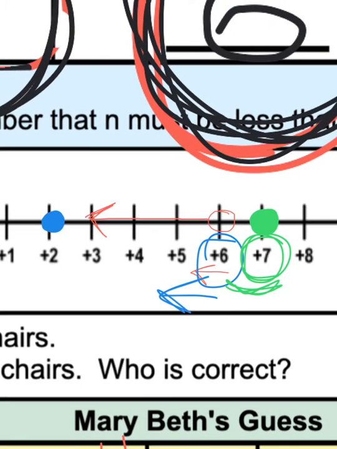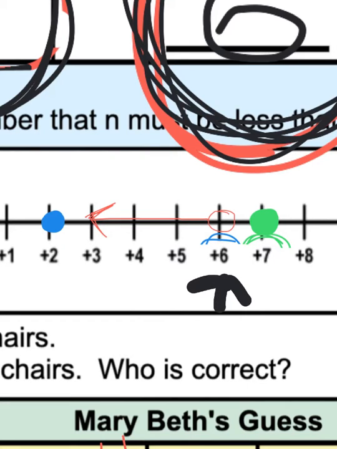So now if we look at our number line, I guess I got a little bit ahead of myself here. But if we look at our number line, sorry, I got arrows going everywhere. Let me erase some of this stuff real quick. So right here, we have 6, we have 7, and we have 2.